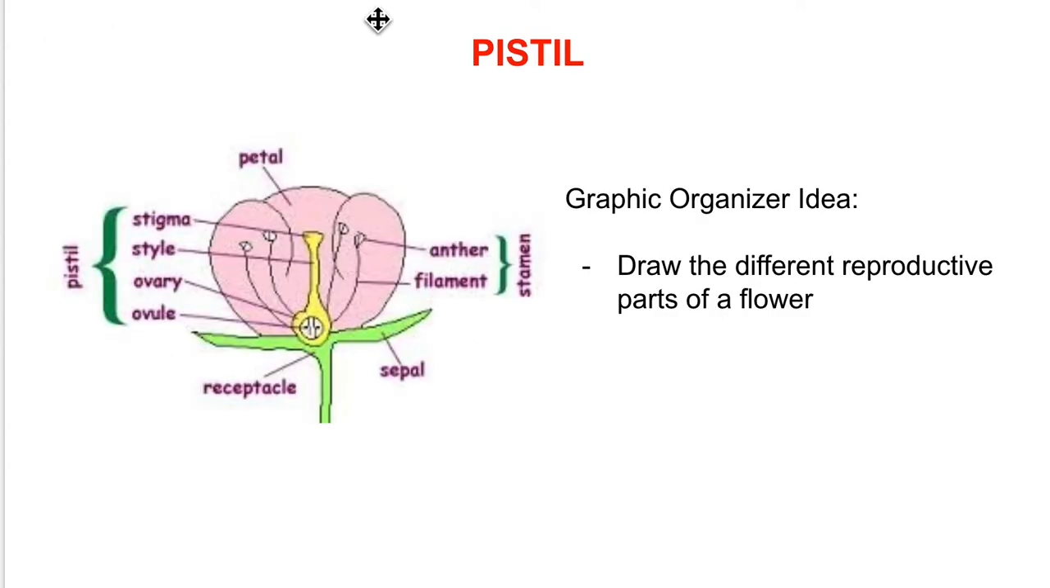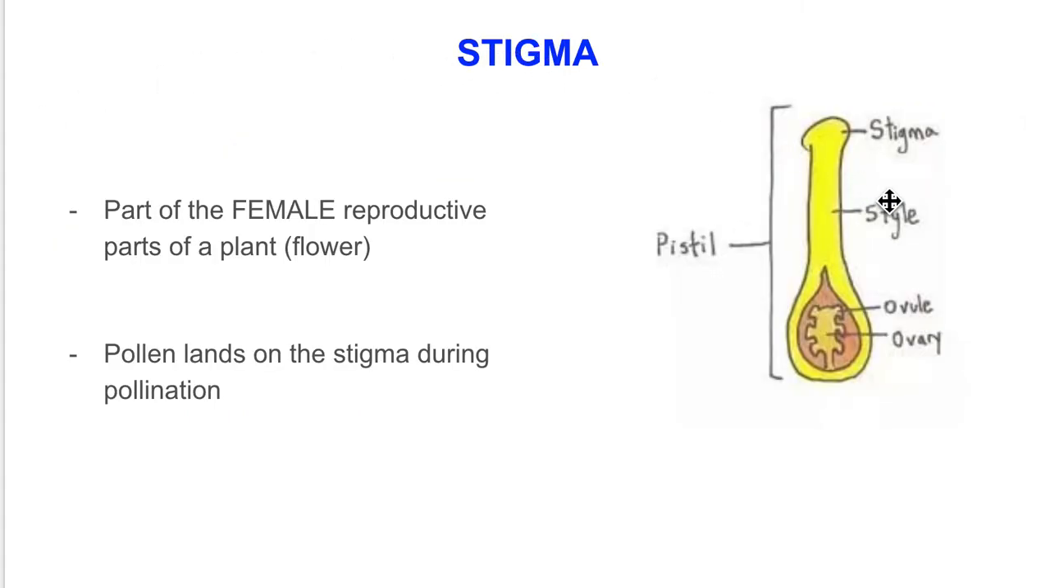So a good graphic organizer would be to draw the different reproductive parts of a flower. So here's that pistil right here with the stigma, the ovary. These little ones right here, those are the male parts. And this is a word you see later called the stamen. All right, but let's break down this pistil a little bit.